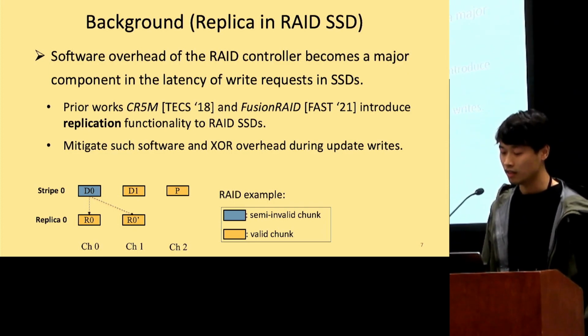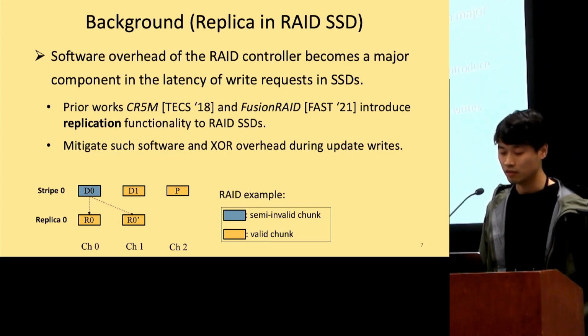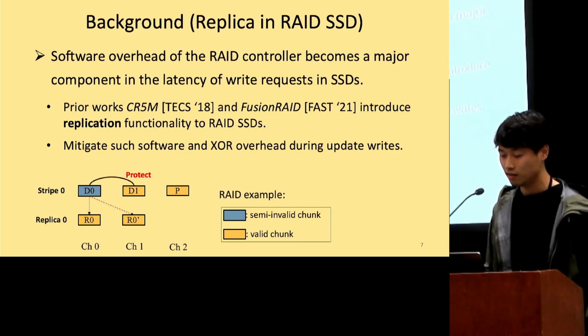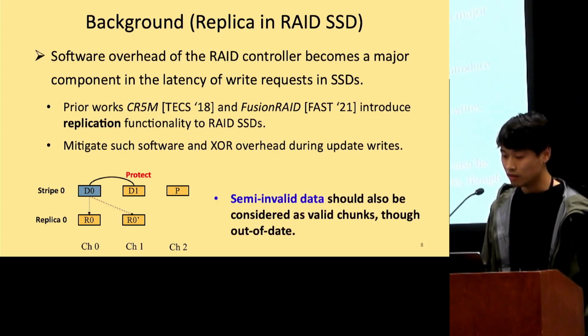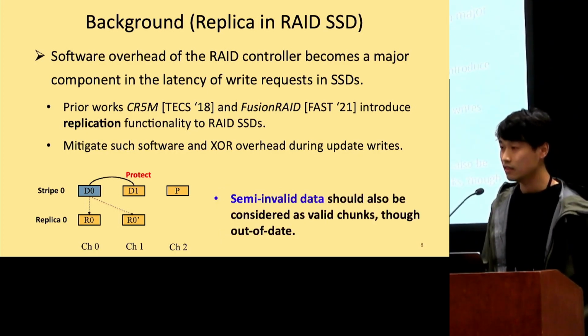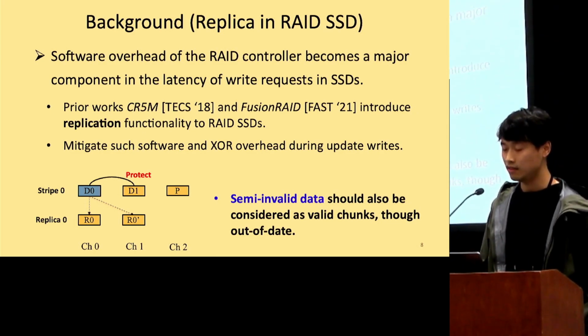However, the old chunk D0 becomes semi-invalid. So why call it semi-invalid? The D0 is now out of date, but it must be kept to protect the D1 in the original strap. That is to say, this semi-invalid data should also be considered as valid chunks, although they are out of date. What is the negative effect caused by the semi-invalid data?